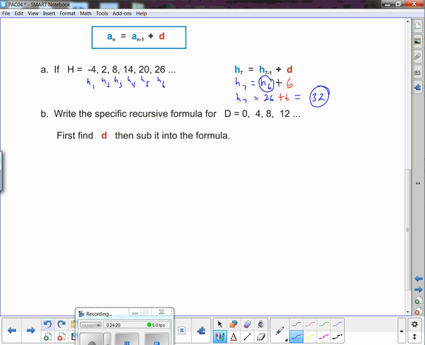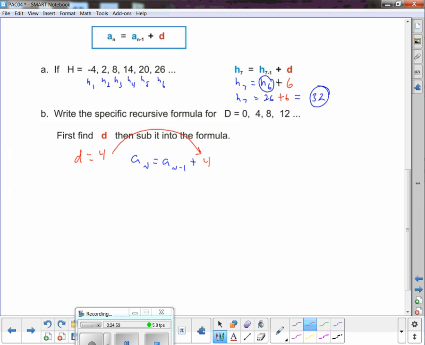Let's make the recursive formula for this specific arithmetic sequence. And the only difference is we simply need to find the value of D. All right. Well, that's not hard. You guys at this point should be able to look at it, and you're going to tell me the value of D is 4. Okay. Therefore, all I do now is take my general formula, and I'm going to rewrite it just for clarity's sake. And where the D is, I stick in the value of the D.